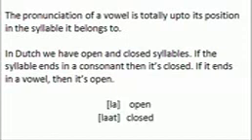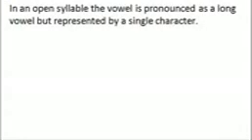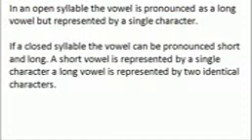La is an open syllable. Laat is a closed syllable. In an open syllable, the vowel is pronounced as a long vowel, but represented by a single character. In a closed syllable, the vowel can be pronounced short and long. A short vowel is represented by a single character. A long vowel is represented by two identical characters.